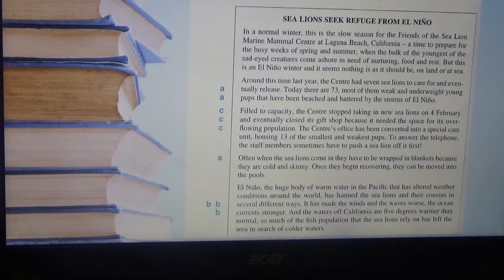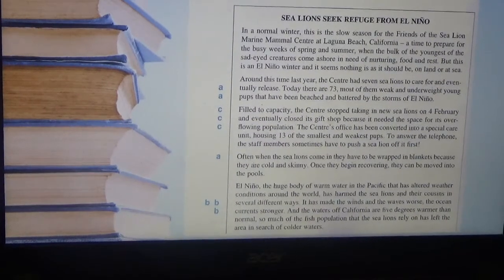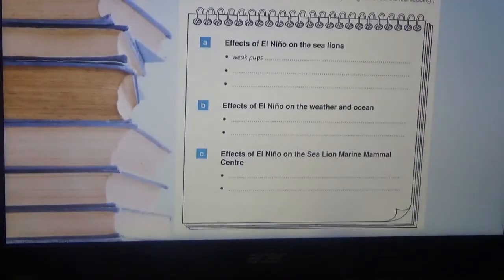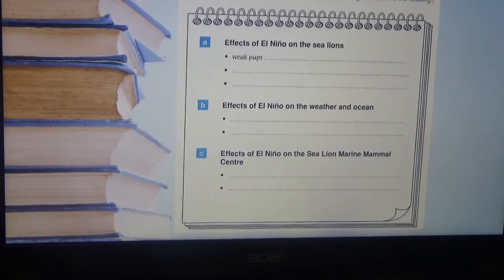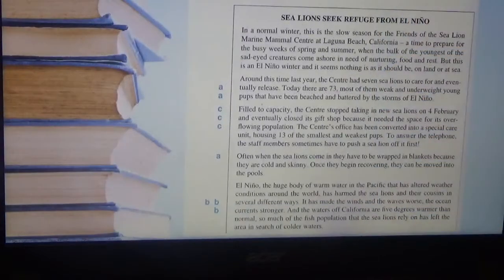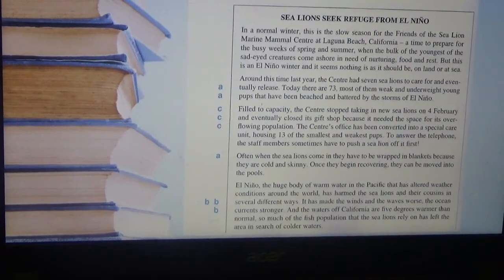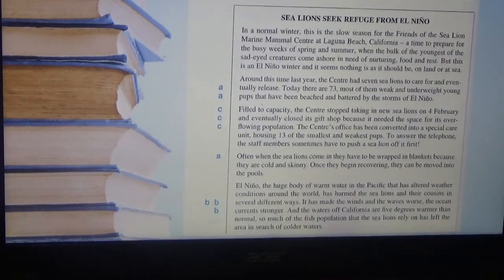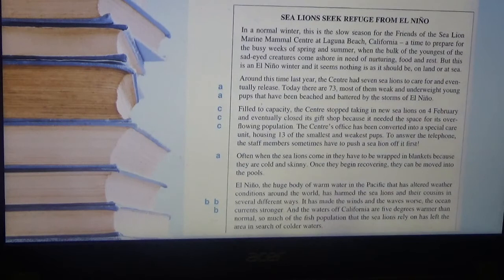All right, so after having gone through the passage, since we know our topics already, we have A, B, C, we will try to look for points about these topics that we have selected to talk about. Okay, the effects of the El Nino on sea lions and on the weather and the ocean. It will be mentioned here in the passage, and the effects of El Nino on the sea lion marine mammal center, the center itself.